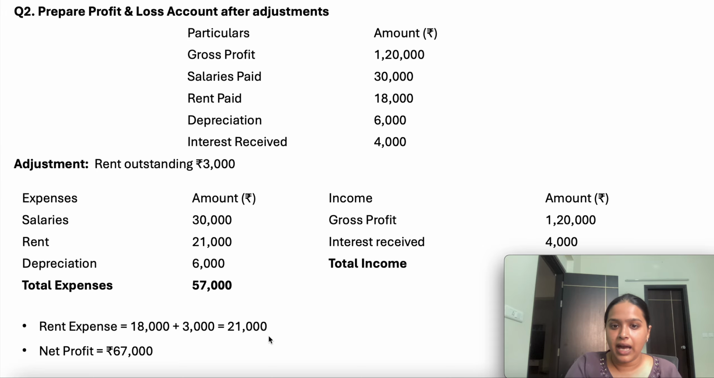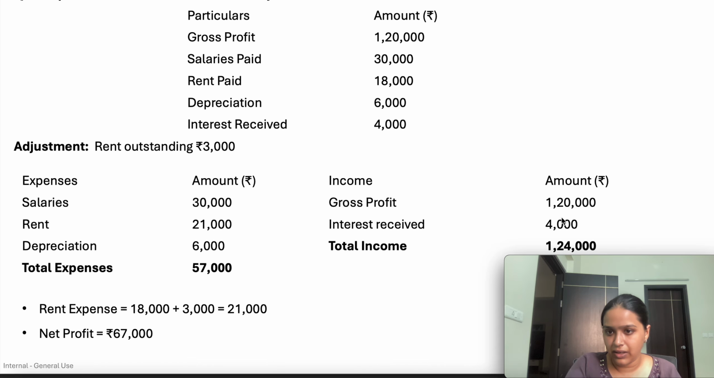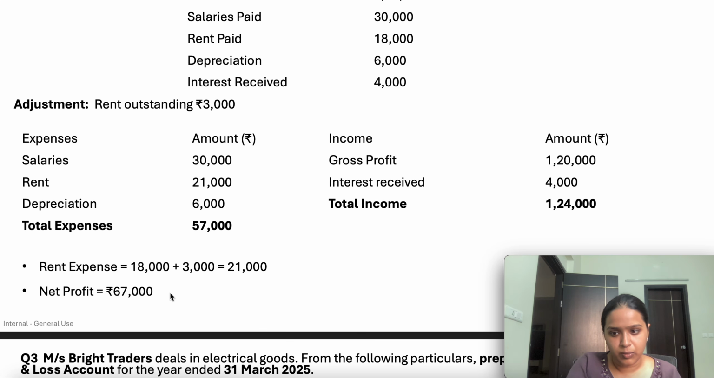So while preparing the profit and loss account, we have to consider the rent expense of 21,000 instead of 18,000. On a similar basis, the gross profit of 1,20,000 should come on the credit side, interest received of 4,000 should come on the credit side, and whatever expenses they have incurred should be disclosed on the debit side, and through this we are able to find the balancing figure, which will be your net profit. Okay.